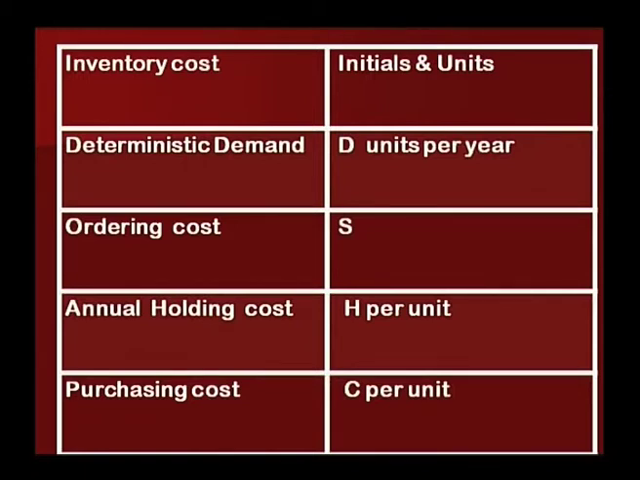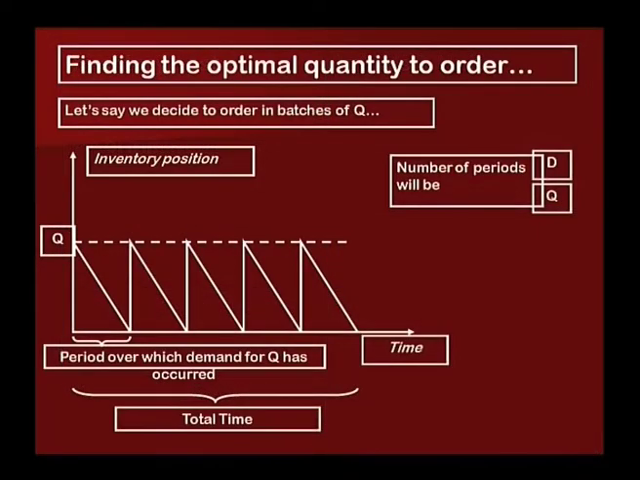Here we have shown you the inventory and then the notation. Deterministic demand is D units per year. Ordering cost is S. Annual holding cost is H per unit. Purchasing cost is C per unit. This is the optimal quantity to order, where we have the inventory positions and the number of periods involved.